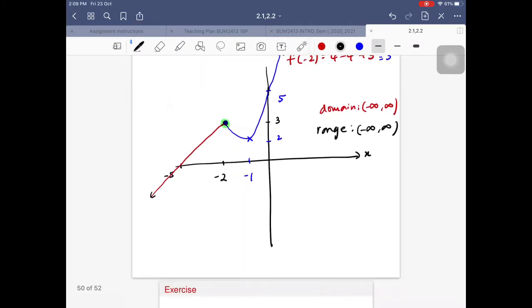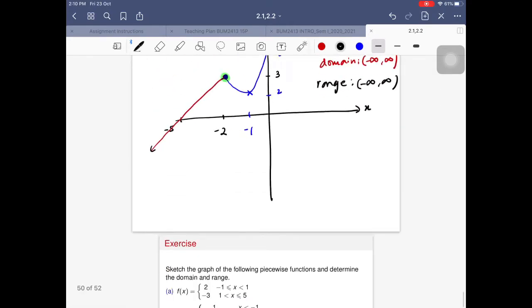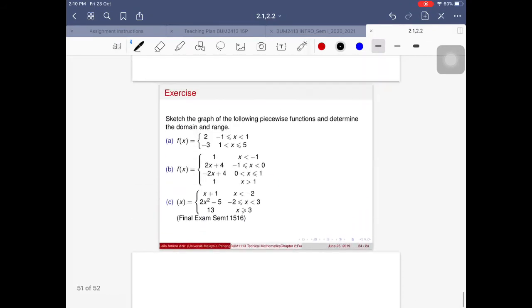So I hope the idea of how to find the domain and range is clear for you. But if you still have problems identifying domain and range from a graph, we can pick some problems and discuss them together during our online session.